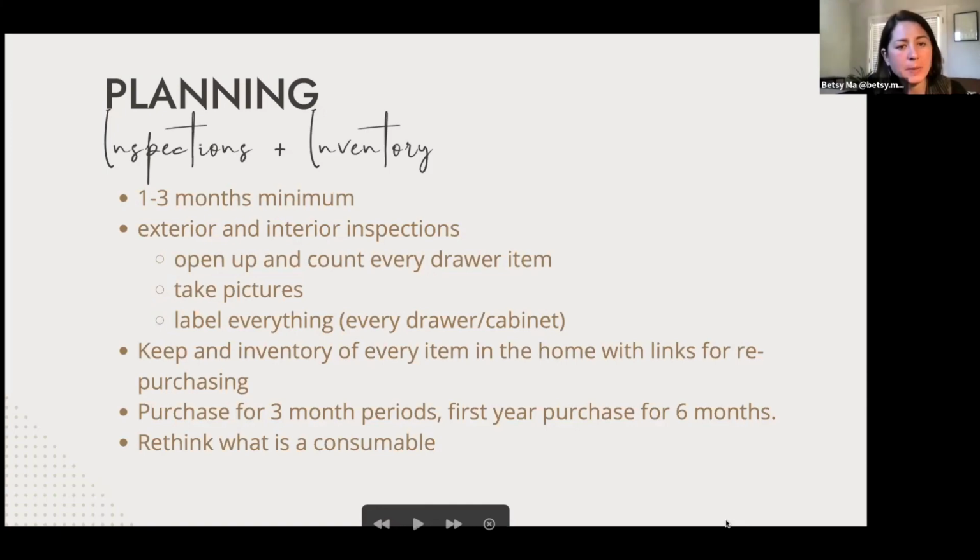And with this inspection and inventory, you're going to want to do exterior and interior inspections. You want to open up every drawer and count every item, take pictures, and label everything. You want to make sure that everything is staying in the same spot guest to guest, and things for your cleaning team stay in the same spot. You're going to want to take pictures because you'll compare those to the pictures of that area in the prior inspection.